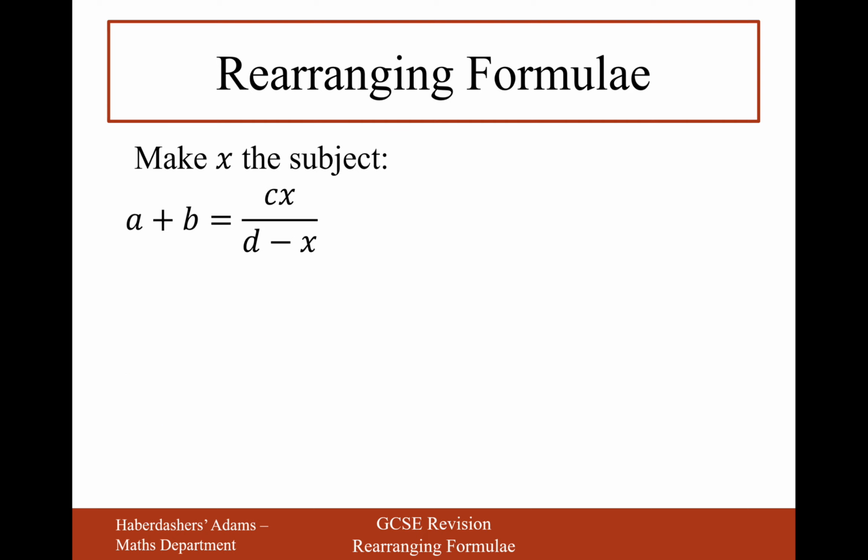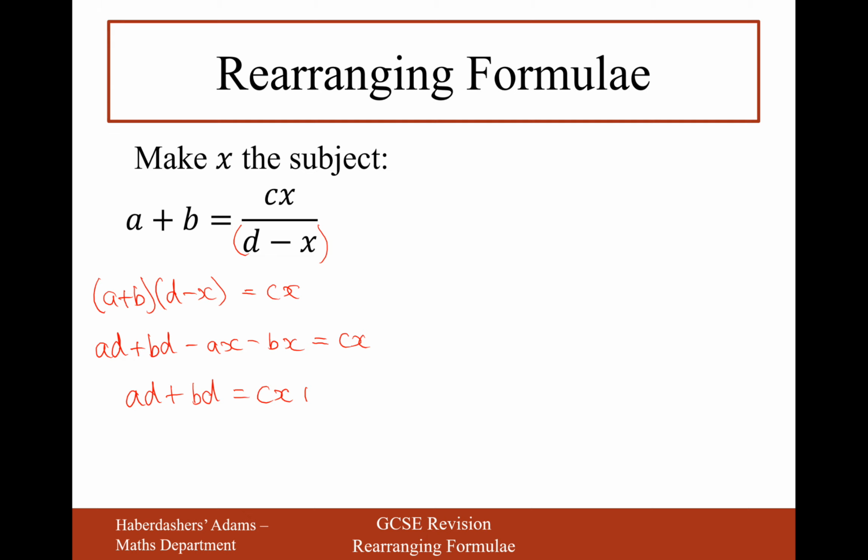Let's now move on to the next one. So in this one, the first thing to do would be to move it into one horizontal line. So it's going to be a plus b, brackets d minus x, equals cx. Let's expand the brackets now. So it's going to be ad plus bd minus ax minus bx equals cx. The next thing to do would be to move the x's onto the same side, so we'll add ax and bx onto the same side, so ad plus bd equals cx plus ax plus bx.